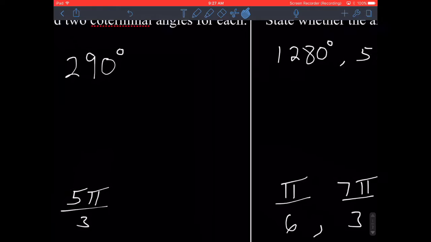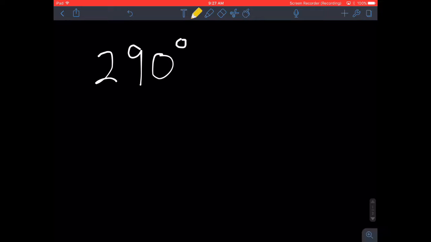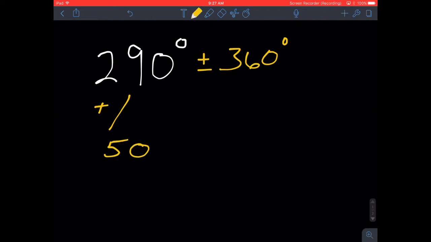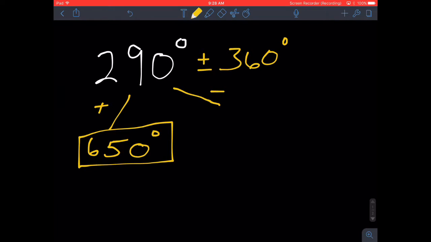Okay, so let us find two coterminal angles to each of our provided angles. When we have degrees, any coterminal angle is going to be within 360 degrees of our provided angle, or within 360 degrees of any coterminal angles that we find. So, when we start with this, we are going to add 360 and minus 360, but you may add twice or subtract twice. Either way, what we are going to get is 650 degrees and negative 70 degrees.